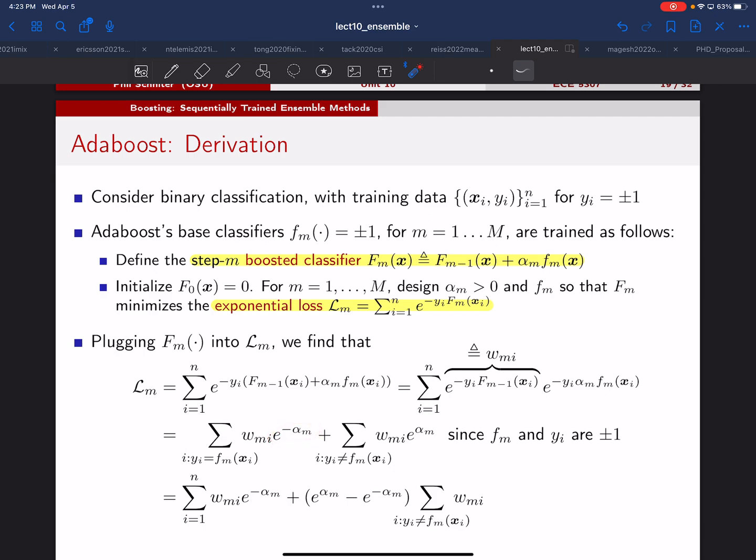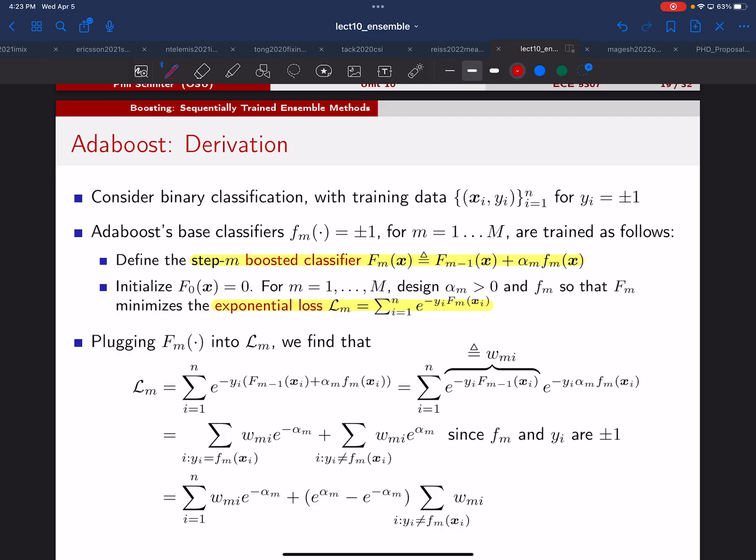In the case that they don't agree, because they're plus or minus 1, then we can remove their product and replace it with minus 1, which cancels this, and then we get this thing. So it's a nice simplification. And that's the second stage.